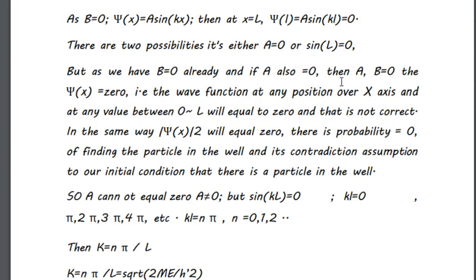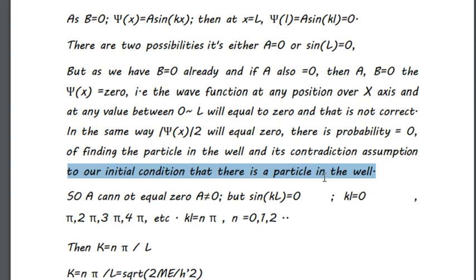In other words, the wave function at any position along the x-axis, for any value of x between 0 and L, will always equal 0, and that is not correct. In the same way, the probability density of finding the particle at any position x, the absolute value of psi of x squared, will equal 0. This is a contradiction of our initial condition that there is a particle in the well. So A cannot equal 0.